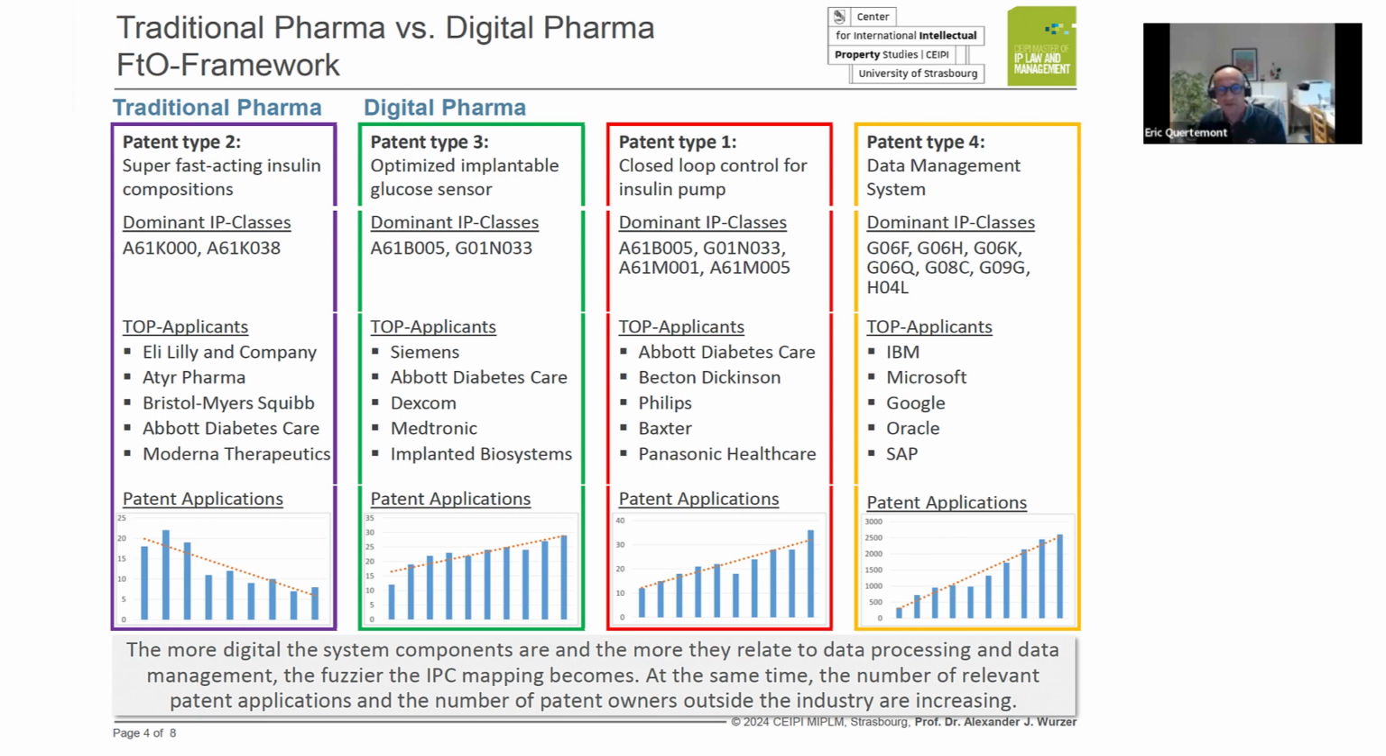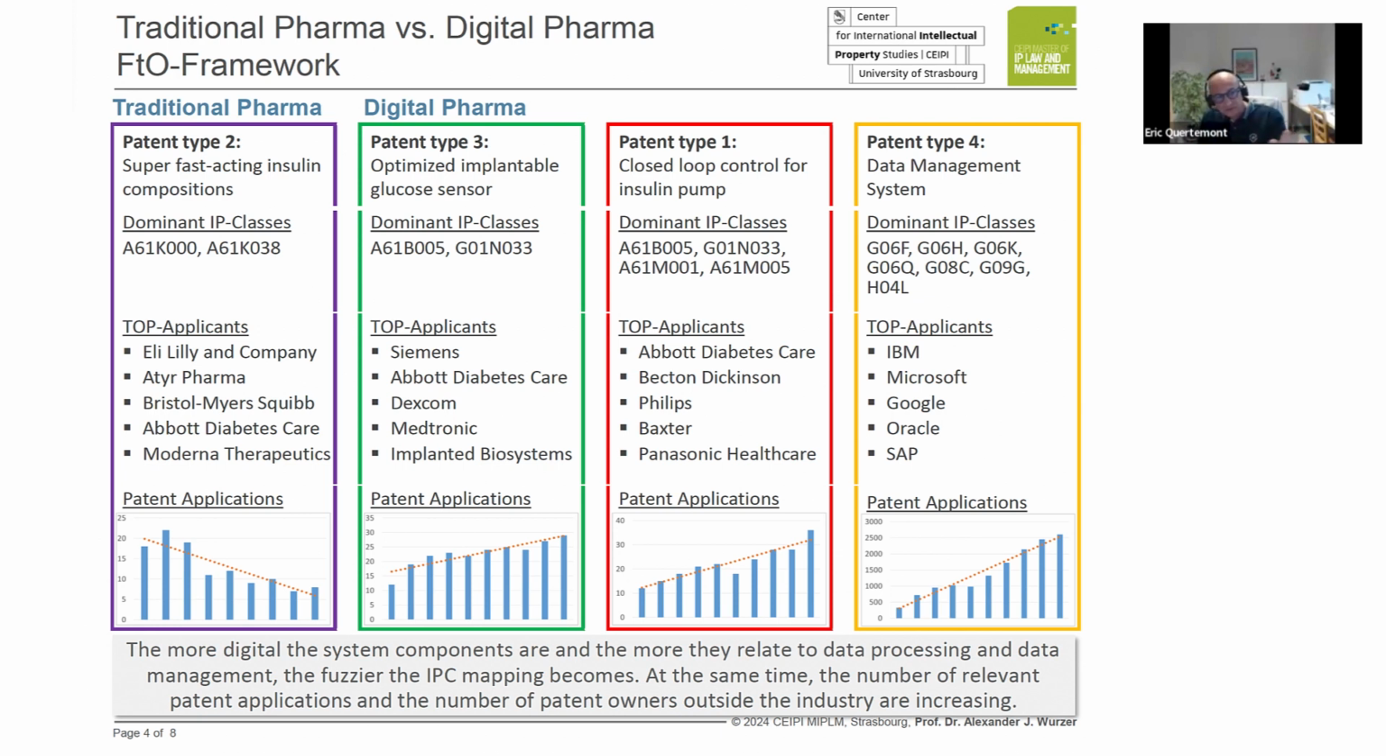And we see in type 3, type 1, and type 4, for example, for the sensor and for the control loop for the pump, that the number of classes is larger and they are different classes, A or G. And in the last type, data management system, the number of IP classes is even broader.